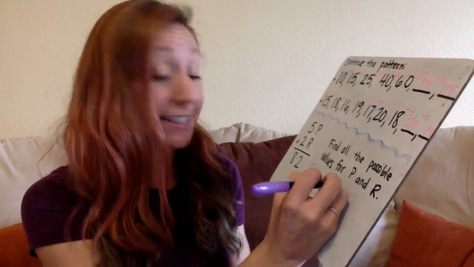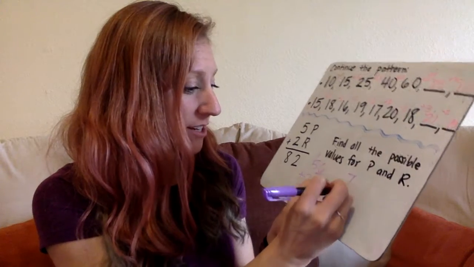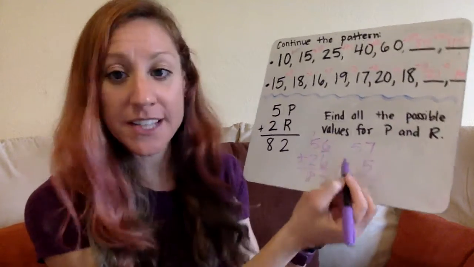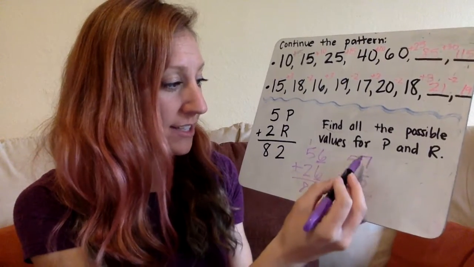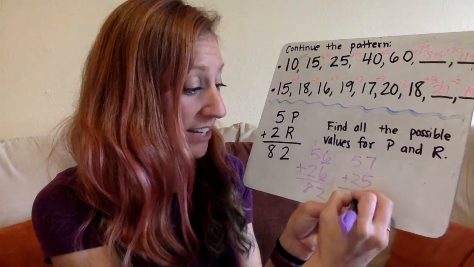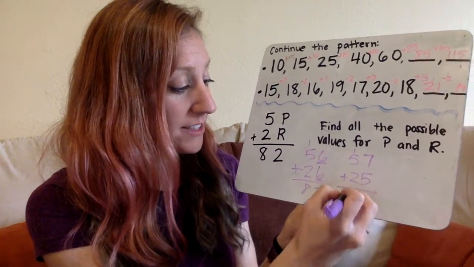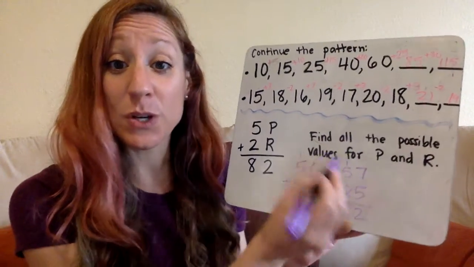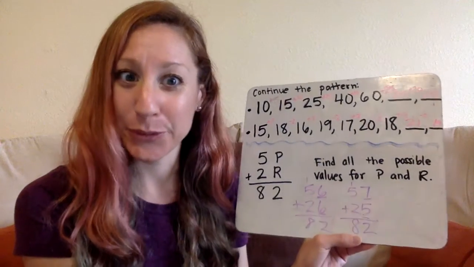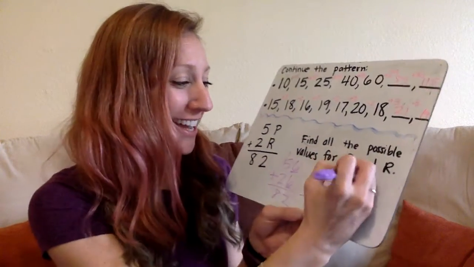Let's see. I know 7 and 5 make 12. So 7 and 5. So if we put in our 10s then, 5 10s, 2 10s, 57 plus 25. 7 plus 5 is 12. 1 plus 5 plus 2 is 8. So P could be 7 and R could be 5. Cool. What about if we flip that around the other way?